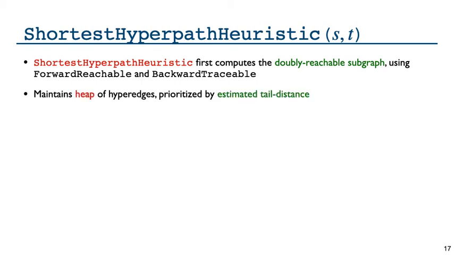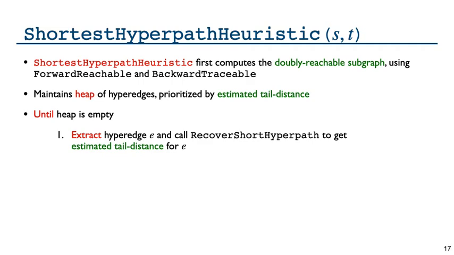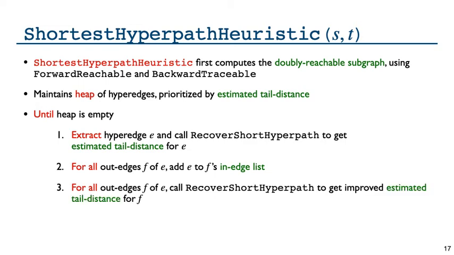The heuristic maintains a heap of hyperedges, which are prioritized by their estimated tail distance. Then, until the heap is empty, we extract hyperedge E and call recover short hyperpath to get an updated estimated tail distance for E. Then, for all outedges f of E, we call recover short hyperpath to get an improved estimated tail distance for f. Now that E has been given its final estimated tail distance, using f's updated inedge list in recover short hyperpath may improve its estimated tail distance.